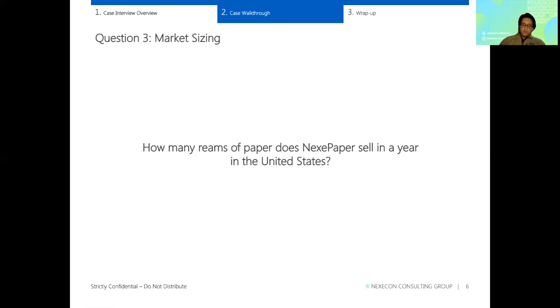Gotcha. Okay. So we're looking for general market size of paper in the US. And I just want to make sure that I have that figure right. We said Nexapaper has 30% of the market. Yes, 30% of the market.